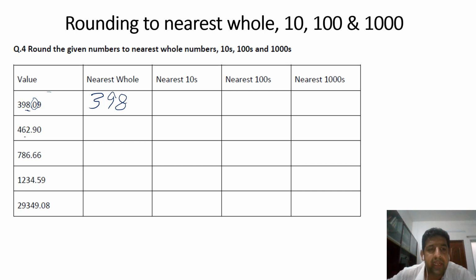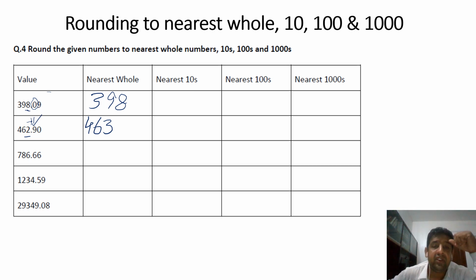The 2 will be underlined and 9 will be checked, or you can say 9 will be circled. In this case, the 9 is more than 5, so we will add or plus 1 to the number, so it will become 463. So on and so forth. For the rest of the numbers, you will be doing it by yourself. Okay, you can take these values as your example.